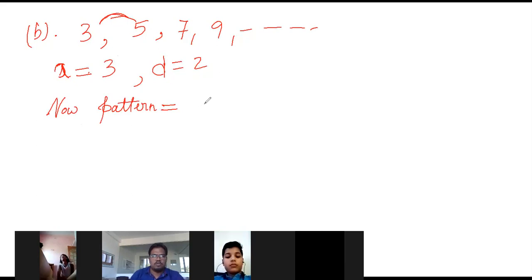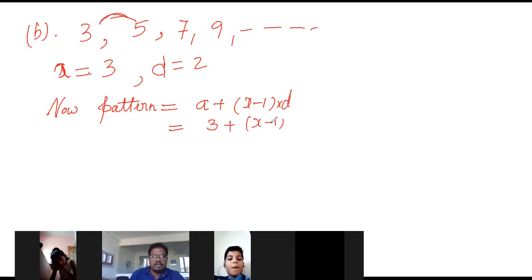Now the pattern is equal to A plus X minus 1 multiplied with D. So A will be 3 and X minus 1. This is the formula. And D means 2. Now look here, 3 plus 2 multiplied with X minus 1. We get 2X, 2 into minus 1.